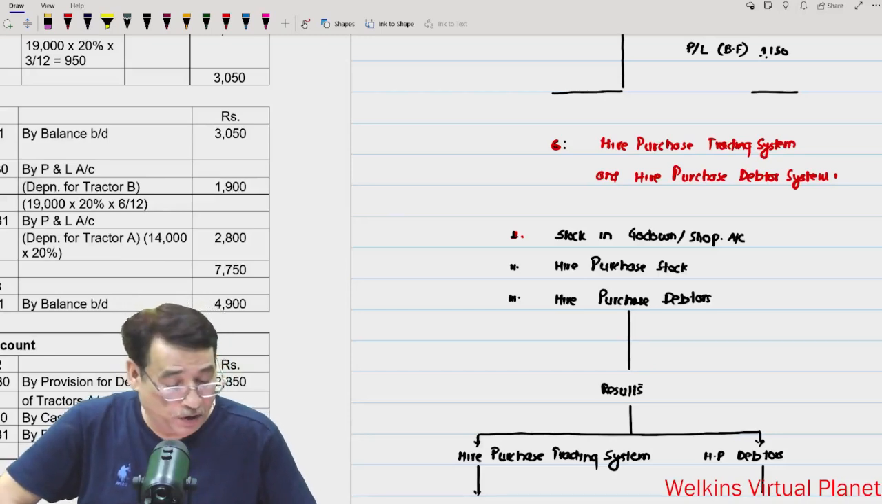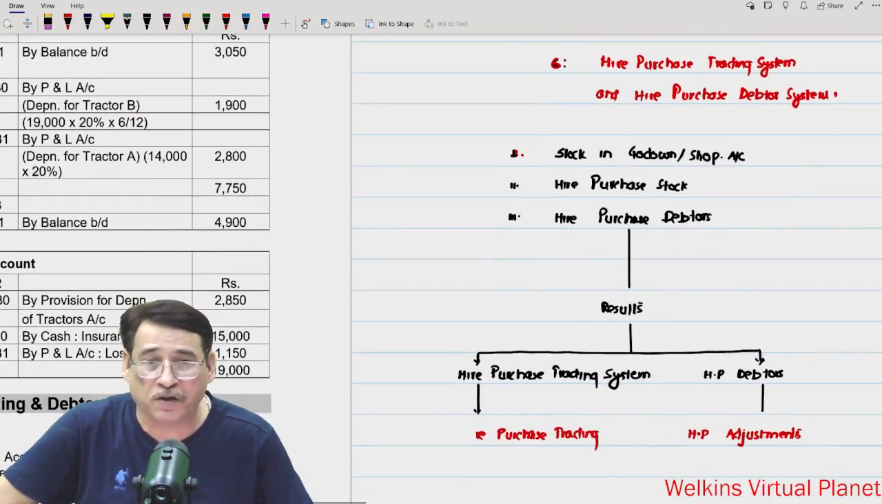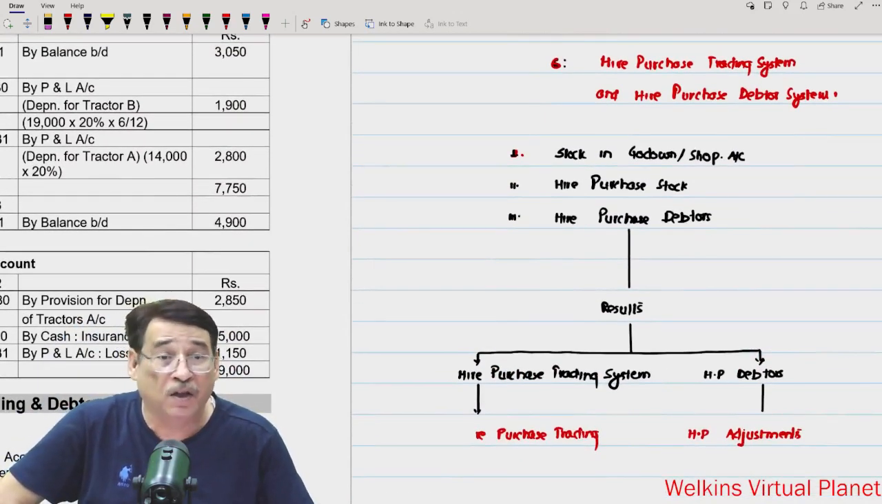Welcome again to this particular session. In this session, we are going to pick up a very heavy topic, that is hire purchase trading system and hire purchase data system.